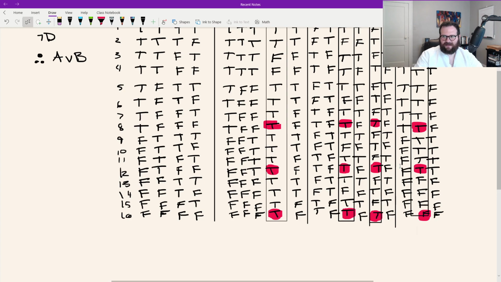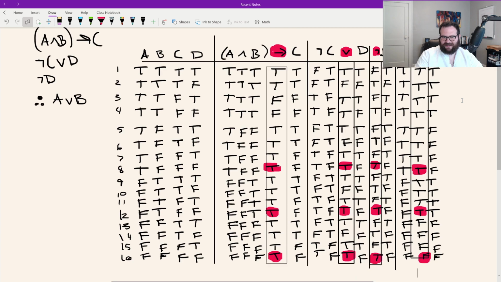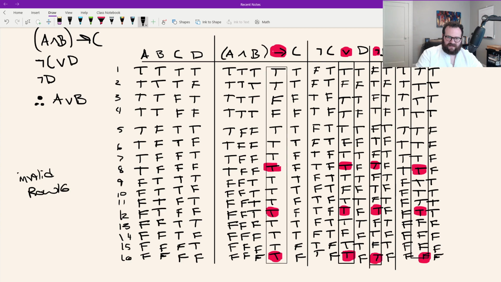This means that while it took us an entire truth table to get here, we did end up finding a possibility of all premises being true, but the conclusion being false. Okay, that means this argument is invalid. Okay, invalid. Row 16.